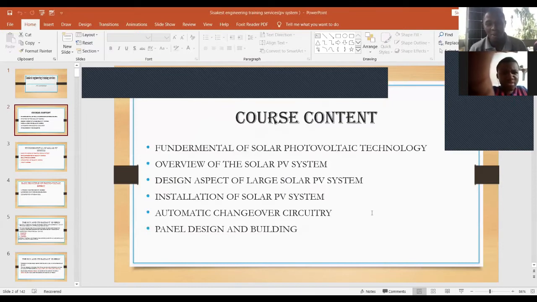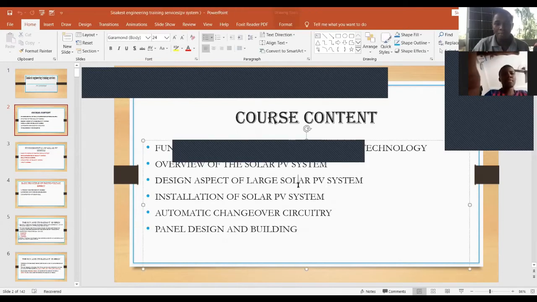This course content, we'll be looking at fundamentals of solar photovoltaic technology. We'll be looking at an overview of a PV system. We'll be looking at how to design a PV system. We'll look at how to install a PV system. We'll look at automatic changeover circuitry, and we'll be looking at panel designing and building. And so I will just quickly do some introductions to all of them.